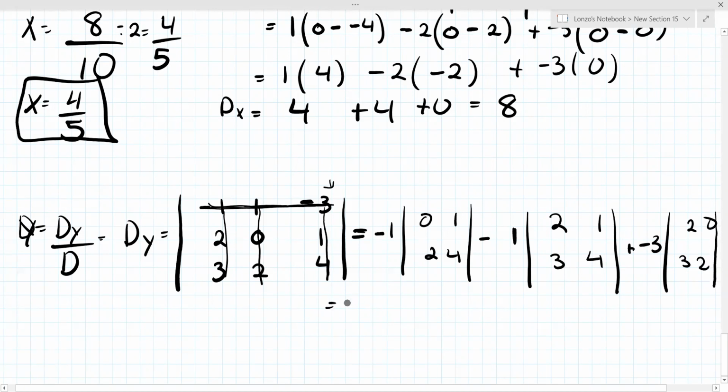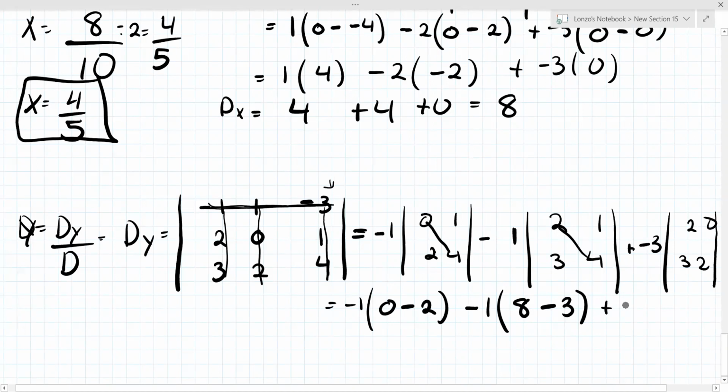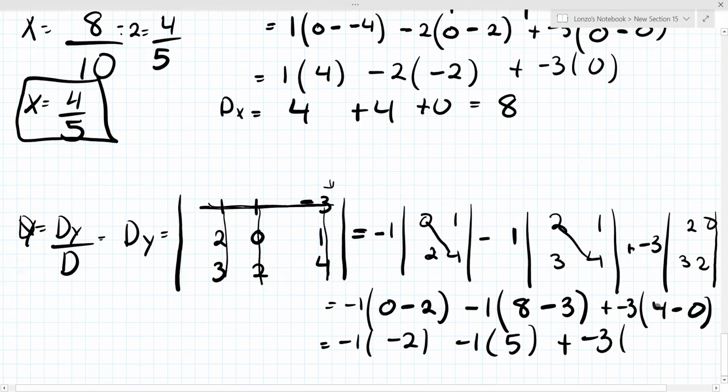Okay. So now let's simplify. So this would be -1, and then this would be 0 times 4 is 0, 2 minus 2 times 1 is 2, okay, minus 1, and then 4 times 2 is 8, minus 3 times 1 is 3, parentheses, and then plus a -3, which is 2 times 2 is 4, and then minus 3 times 0 is 0. Okay, simplify this. This is -1, and then 0 minus 2 is -2. And then this is -1, and then 8 minus 3 is 5, plus -3, and then 4 minus 0 is 4.